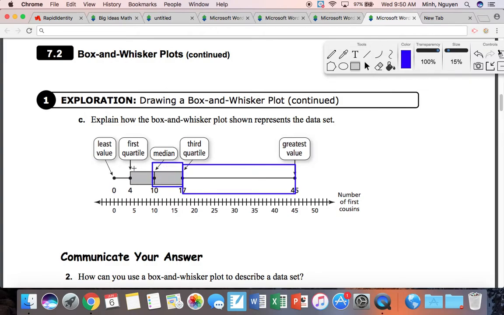Between the median and third quartile is another 25%. Between the first quartile and the median is another 25%. And between the least value and the first quartile, that is 25%. So if I have 25, 25, 25, and 25, that makes 100% altogether. All the values from least value to greatest value are included in this.